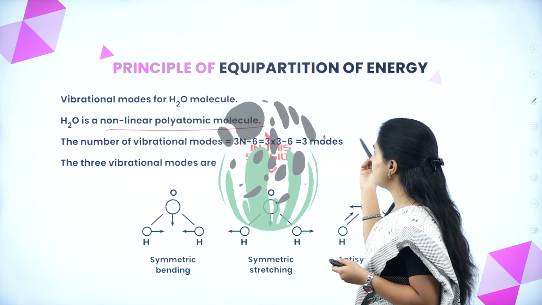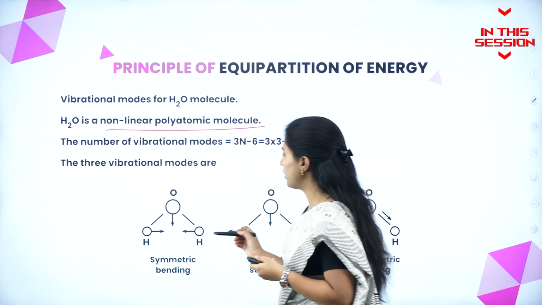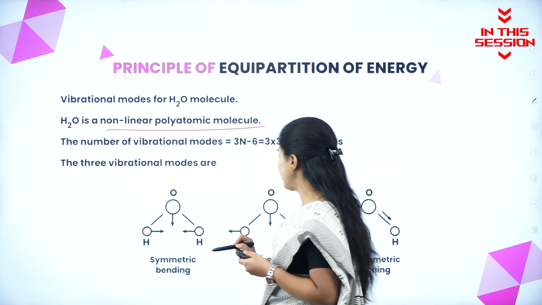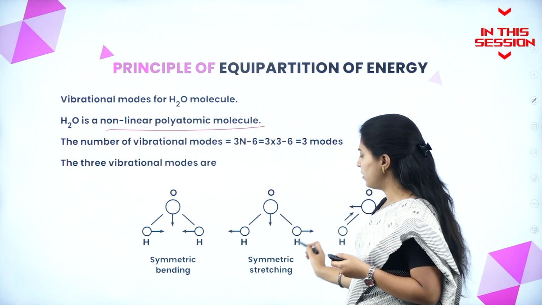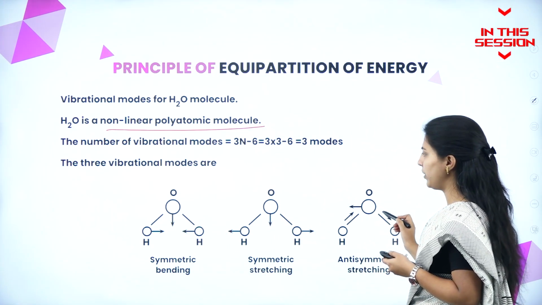3 minus 6 is 3 modes. The 3 modes are: it can be in the same direction, or it can be in symmetric stretching or anti-symmetric stretching.